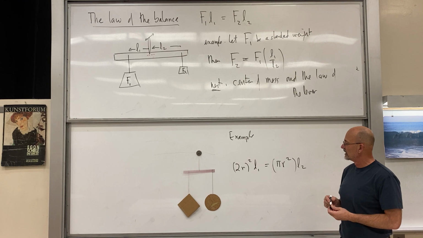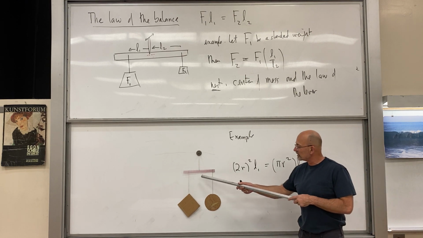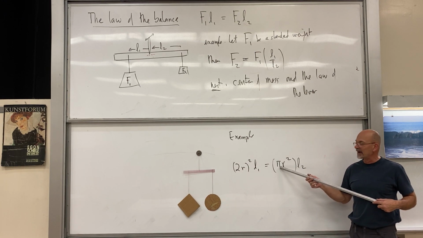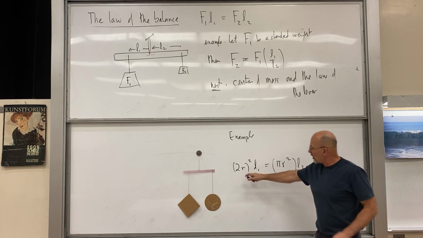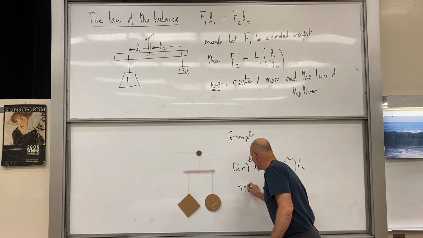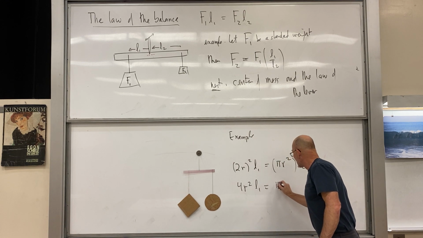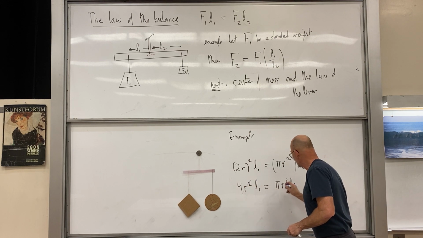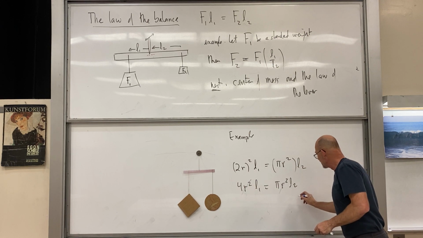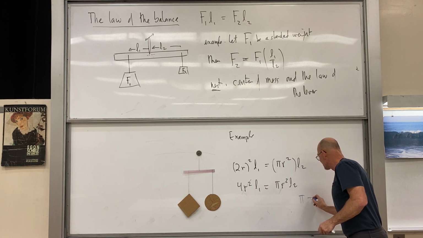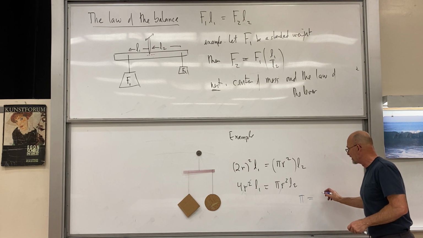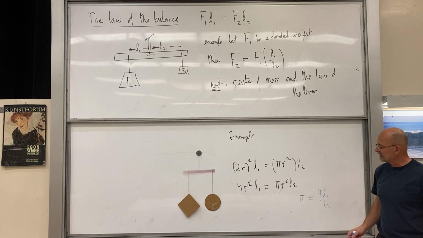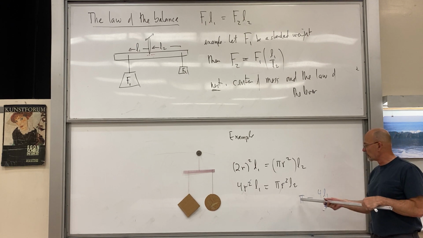So there's an example. If you want to build one of these, you could actually measure these lengths carefully and estimate pi, because what's going to happen is the r squared is going to cancel, so 4r squared L1 equals pi r squared L2. You can cancel the r squareds, and then your measurement, if you want to call it that, would just be 4 L1 over L2. And what's that going to be? It's going to be 3.1, 3.15, something like that.